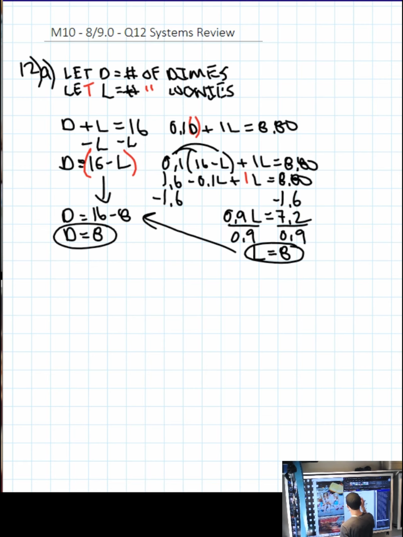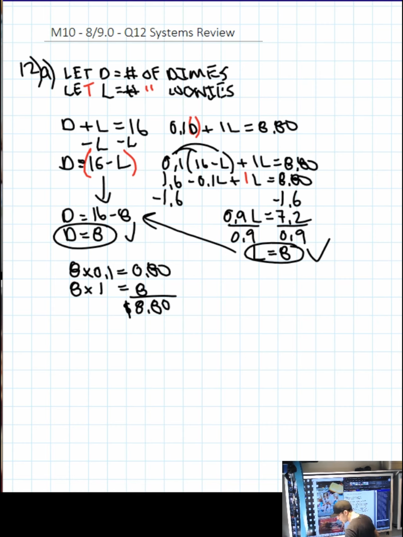Either way, we're going to check our answer. 8 dimes will be worth 8 times the value of a dime, 0.10, which is 80 cents. And 8 loonies times the value of a loonie, 1, equals $8. And $8 plus 80 cents is $8.80. And we know that we are correct. Okay, let's see another one of those examples.